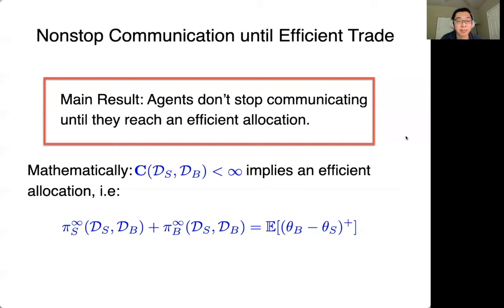And our main result can be summarized in the following sentence. Agents won't stop communicating until they reach an efficient allocation. And mathematically, we are saying that if we have a finite message complexity, then the final allocation will be efficient. So the limit payoff for Sally plus the limit payoff for Bob will be equal to the maximum efficiency we can gain from this trade.